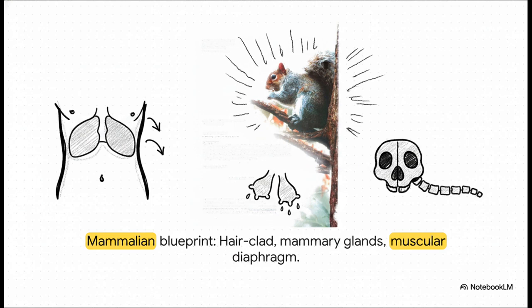We have a muscular diaphragm that completely separates our thoracic cavity from our abdominal cavity, which was a massive upgrade for breathing efficiently. And our skull is dicondylic. That means it articulates with the vertebral column via 2 distinct joints. Fun fact, that's exactly the anatomical feature allowing you to nod your head yes right now.